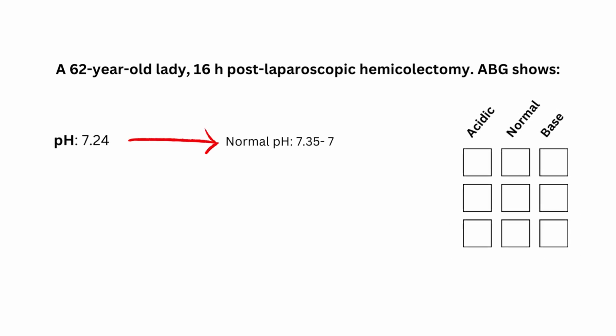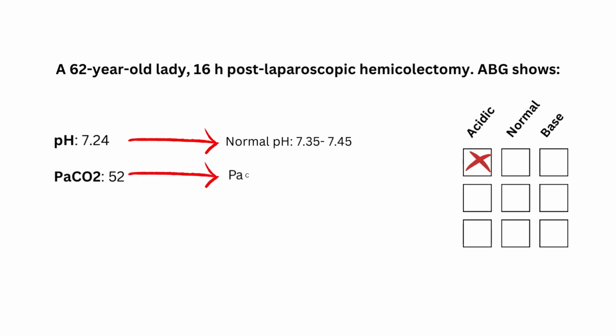This ABG is from a 62 year old lady in the post-operative period. The pH value of this patient is 7.24. The normal pH is 7.35 to 7.45. So this is less than the normal level and it makes acid.